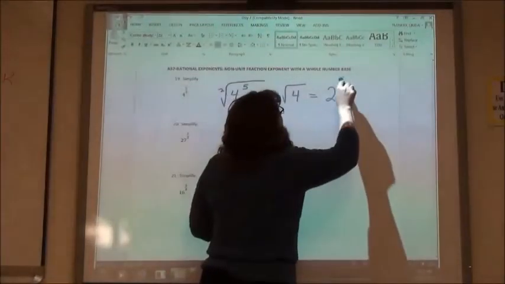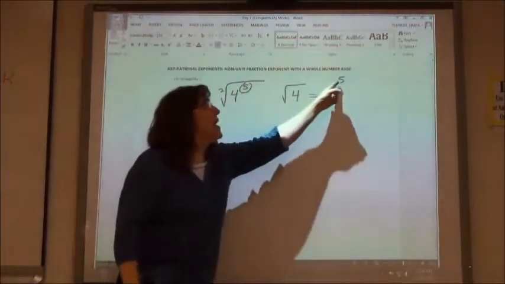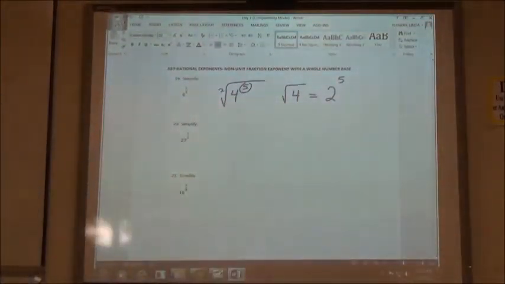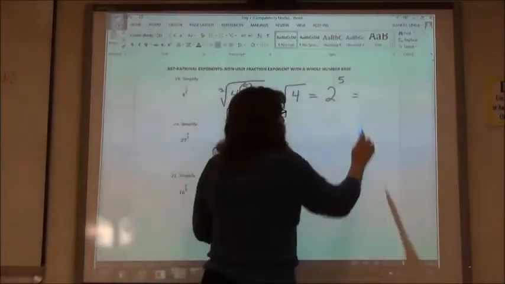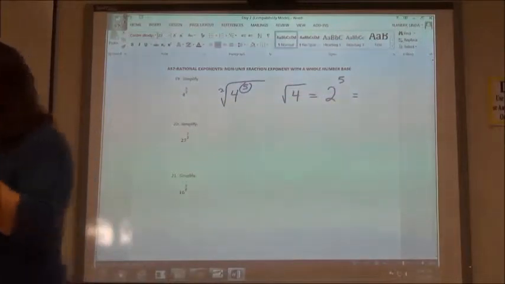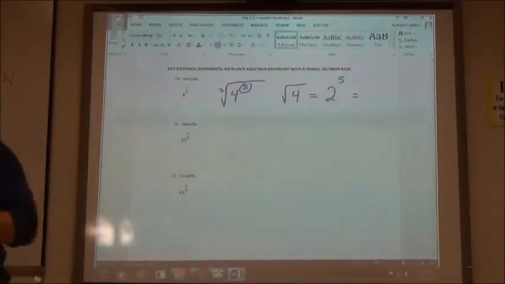Then I'm going to do the exponent that's next to that, right? So I did the square root of 4. Now I'm going to raise that answer to the 5th power. So 2 to the 5th. 2 times 2 is 4. 4 times 2 is 8. 8 times 2 is 16. 16 times 2, 32.